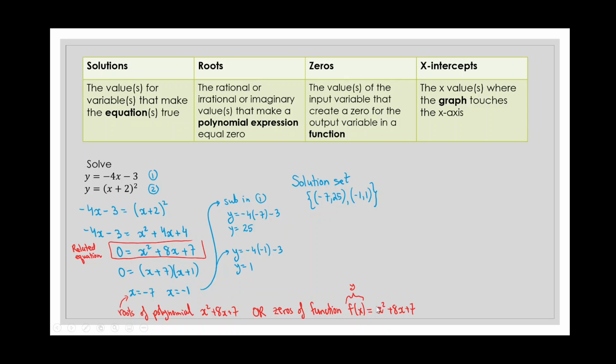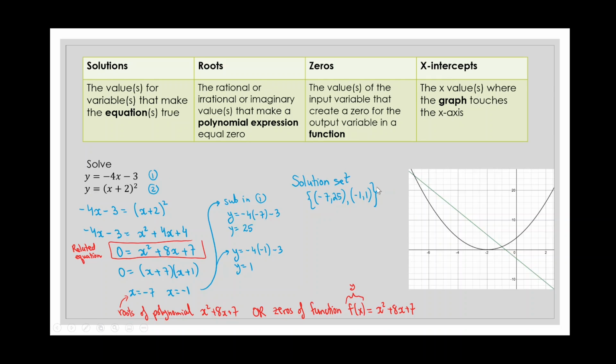So if we resort to calling this polynomial a function, then these values -7 and -1 would be called the zeros of this function. So to recap, zeros are values of the input variable that create a 0 for the output variable in a function. So the input variable is the x, and the output variable is this f of x, which we call the y. And so functions have zeros, polynomial expressions have roots, and then a system of equations, or just an equation, has solutions. What is it to have an intercept?